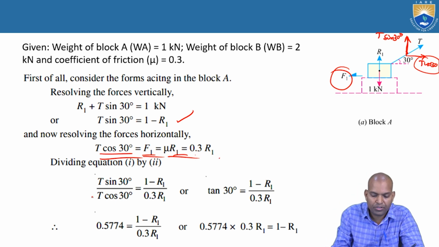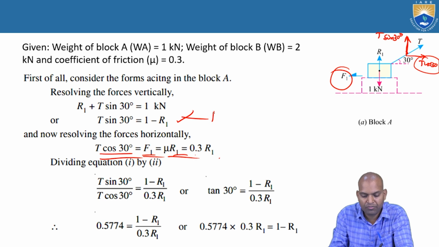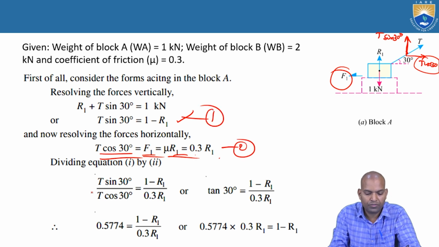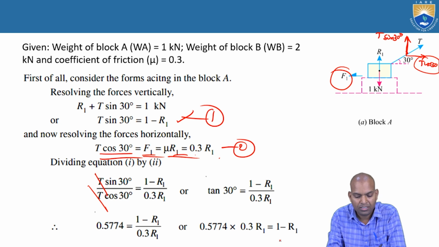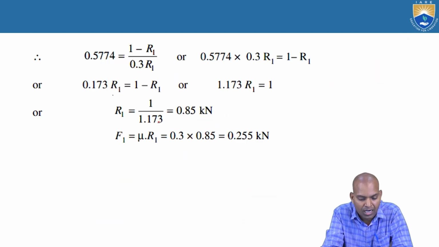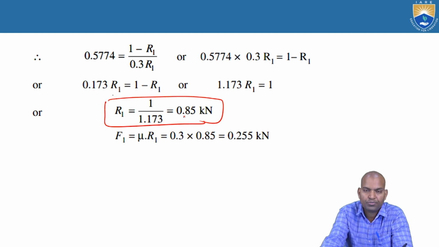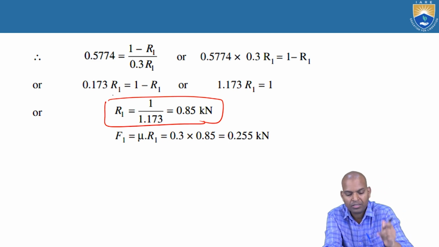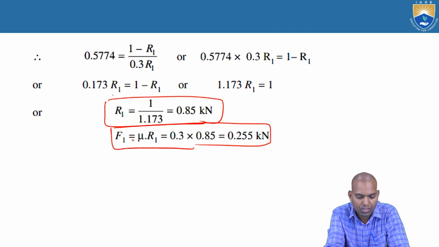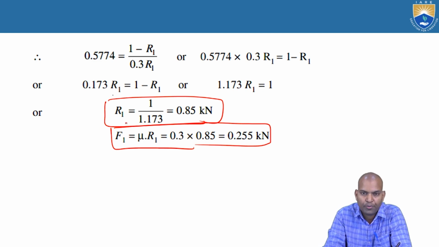Now divide equation 1 by equation 2. T sin 30 is equation 1, and T cos 30 equals 0.3 times R1 is equation 2. Equation 1 by 2 gives sin 30 by cos 30 equal to (1 minus R1) by (0.3 times R1). T gets cancelled and R1 will be obtained. R1 equals 0.85 kilonewtons. Substitute this R1 in one of the equations. F1 equals mu times R1. Mu is 0.3 and R1 is 0.85, so F1 is 0.255 kilonewtons.